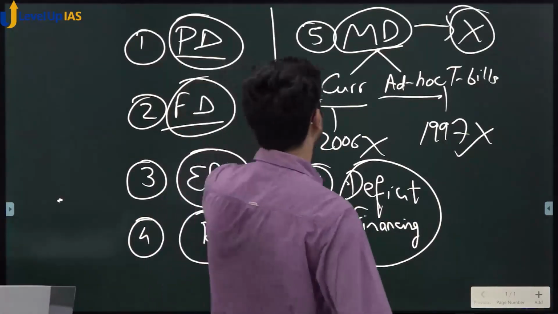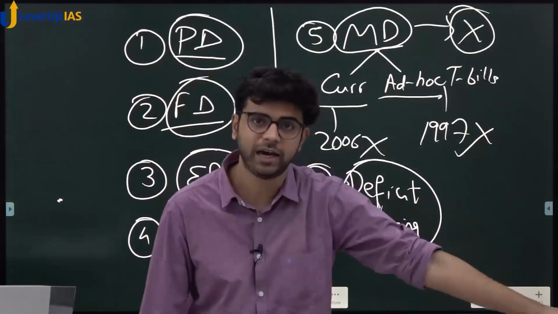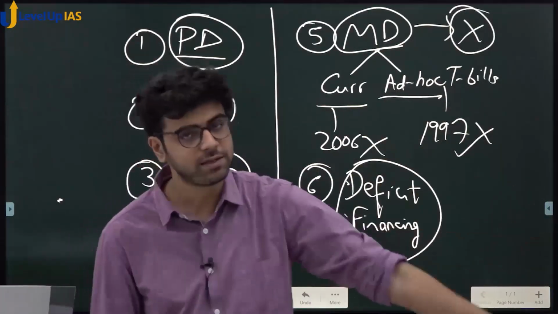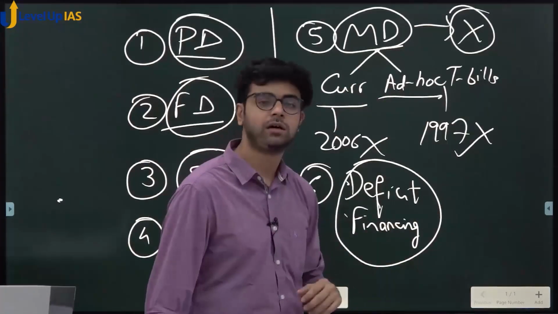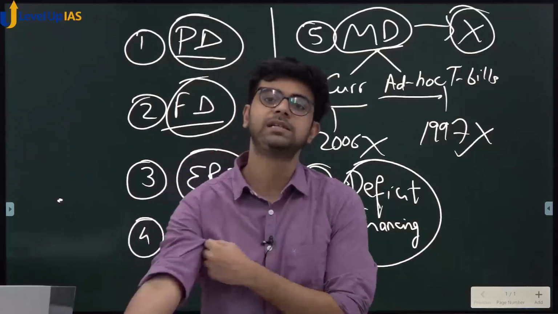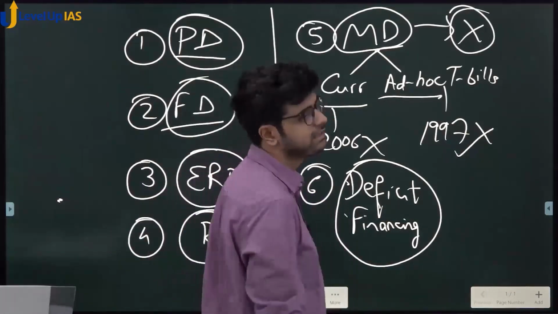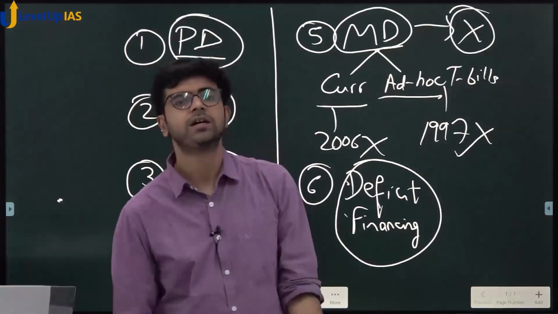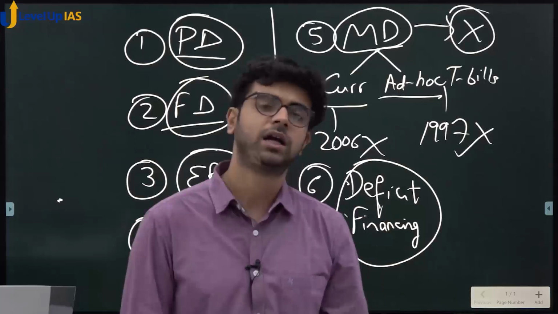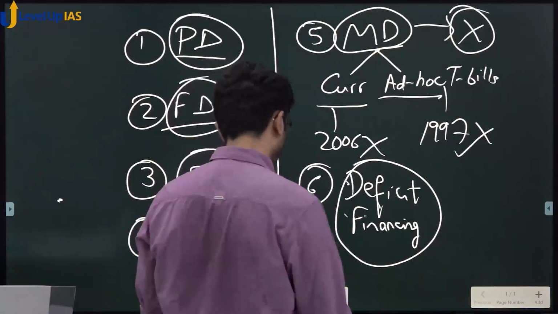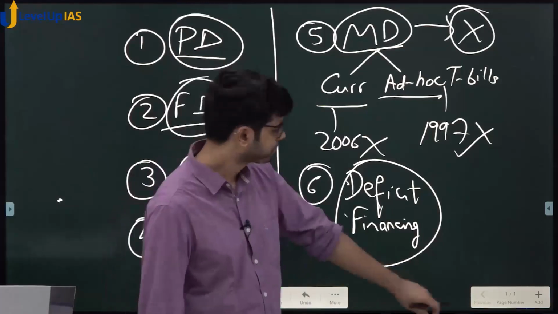Monetized deficit is that part of fiscal deficit which is monetized by RBI, where the currency is printed directly by RBI, or the T-bills are subscribed or purchased in an ad hoc manner by RBI, which is now discontinued. But deficit financing was there, is there, and will be there for the economy, because our expenditure will always outstrip our revenues and our receipts, and we have to run deficit financing compulsorily, right?